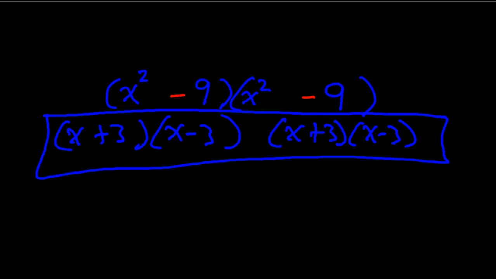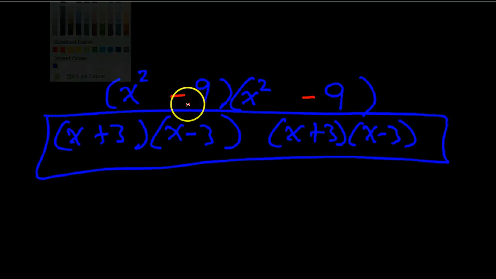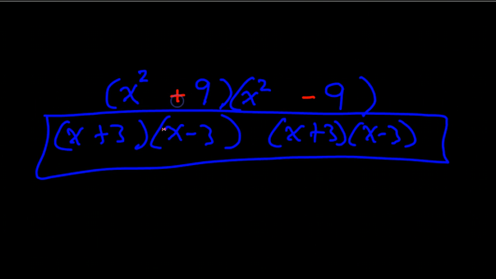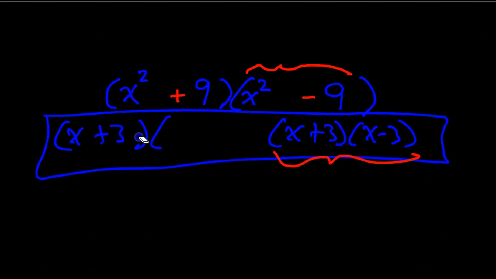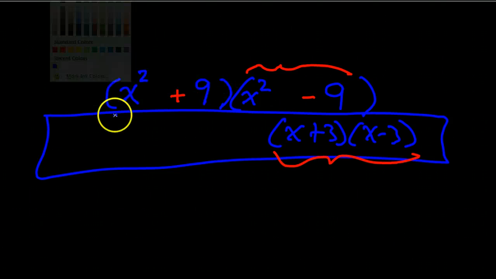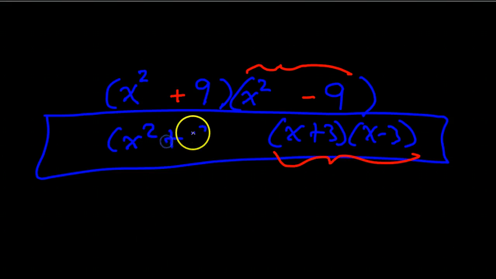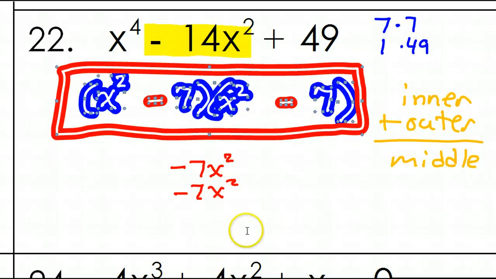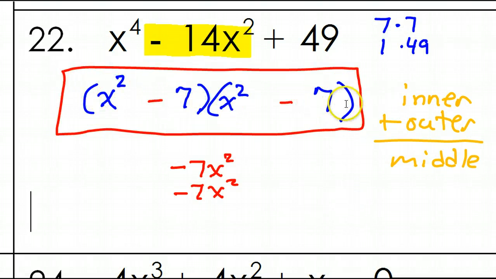Now, let's say only one of these had been minus. Say if this had been a positive, x squared plus 9, and then x squared minus 9. Then this one over here would factor more, but this one wouldn't, because you can't factor the sum of two squares. So in that case, you would have just kept this one the way it was, and then this would be your final answer. So that's the only thing to watch out for. But in this case, we were done right here.